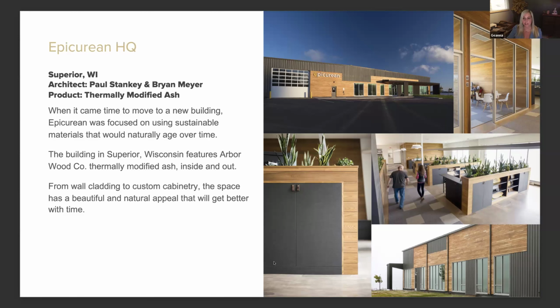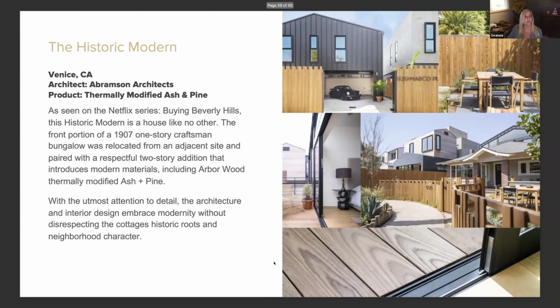Great for custom cabinets here. They did a lot of custom cabinets on this as well. This here is just a historic home that they did in Venice Beach. It was on Buying Beverly Hills. This shows you an example of how southern yellow pine can actually live with the white ash. You see the southern yellow pine has that really distinctive grain on the fence, and then the deck is the ash as well as the interior flooring.